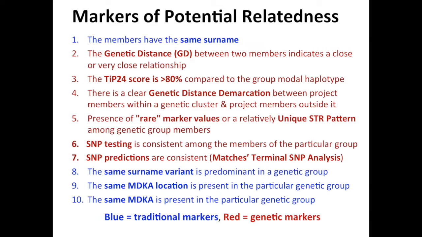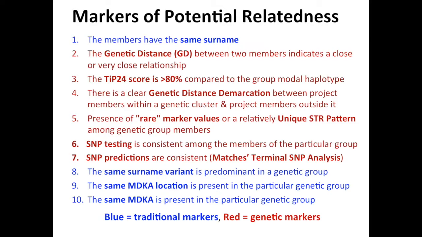The genetic distance between two members indicates a close or very close relationship, using the Family Tree DNA matching criteria: 4 out of 37, 7 out of 67, 10 out of 111. The TIP score is greater than 80%. That's discussed in the previous video, so I'm not going to talk about it here. Genetic distance demarcation is another one.